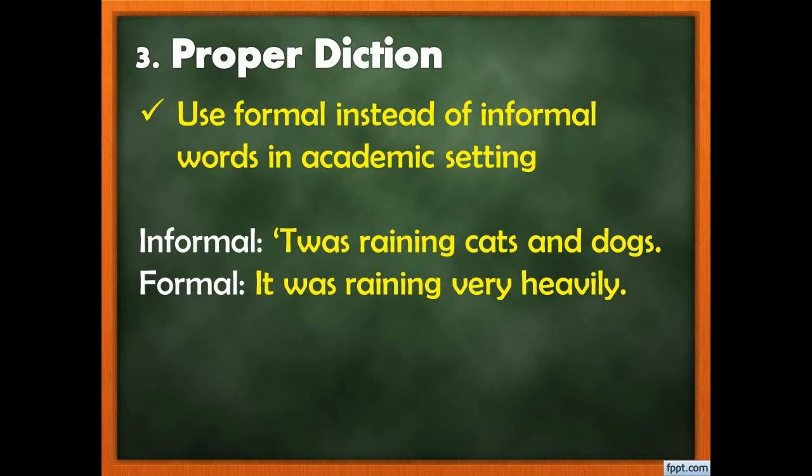And third, we have proper diction. Here you have to use words according to given circumstances. In academic setting, you are required to use formal terms. Otherwise, use informal. For example, under informal, "'Twas raining cats and dogs." What makes this statement informal is the use of contraction, as well as the idiom cats and dogs.